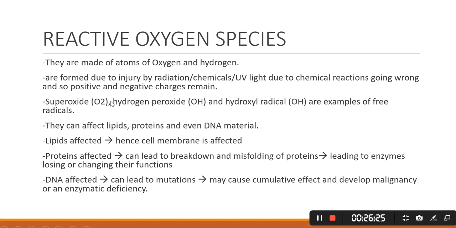What are the examples? Superoxide, hydrogen peroxide, hydroxyl radical, they are all examples of those free radicals. They can affect the lipids, proteins, and even the DNA. That's why they are something which we are very scared of, because they can affect the lipids. Because they affect the lipids, the cell membrane of all the cells start getting affected. The proteins can undergo misfolding, and then they can lead to formation of defective enzymes, and defective functions start getting formed. If they affect the DNA, it can lead to mutations. When that keeps on happening, the cumulative effect can happen, and the person can develop a malignancy. Or because of the mutation, they can also have some enzymatic deficiency.